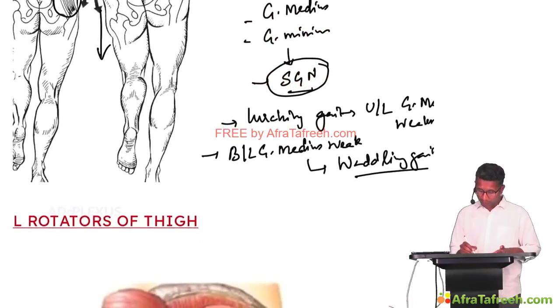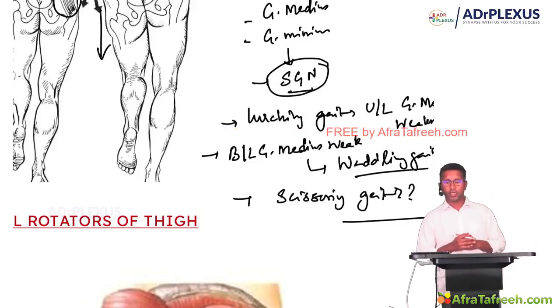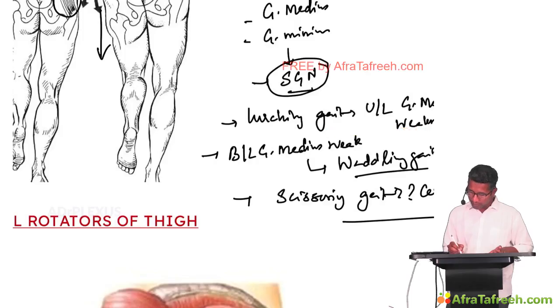I'll just add one more gait here, since we are talking about gait. There is a gait called scissoring gait. Can anybody tell me, in which condition can scissoring gait be seen? Very good, Soumya. It is seen in cerebral palsy.